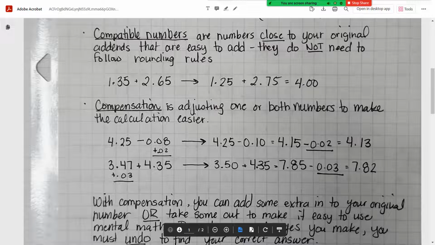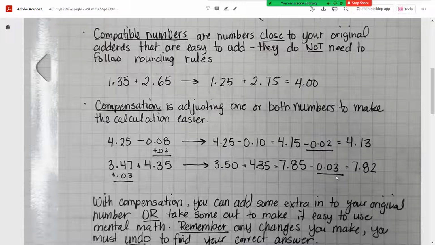So 3 and 50 hundredths plus 4 and 35 hundredths leaves me with 7 and 85 hundredths. So the 50 plus the 35 is 85. The 3 plus 4 was 7. Now I added in 3 hundredths extra, so I need to take out those 3 hundredths from my answer. So 7 and 85 hundredths minus those 3 hundredths extra that I had put in will leave me with 7 and 82 hundredths.